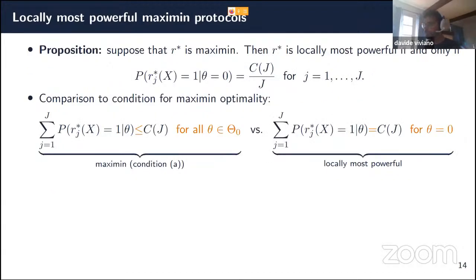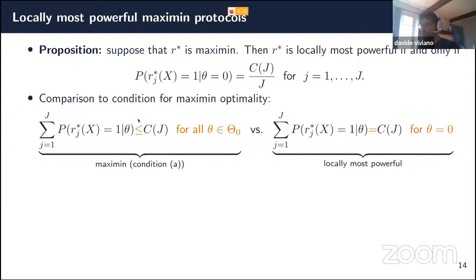All right, so let me provide a characterization of the rules which are both max-min and locally most powerful. Let's suppose that we can find an R star which is max-min. Then R star is also locally most powerful if it satisfies the following condition: for any j, so for any entry of our discovery vector, the probability of discovery j equal to 1, given theta equal to 0, is equal to the cost of running the experiment as a function of the number of treatments, divided by the number of treatments themselves.